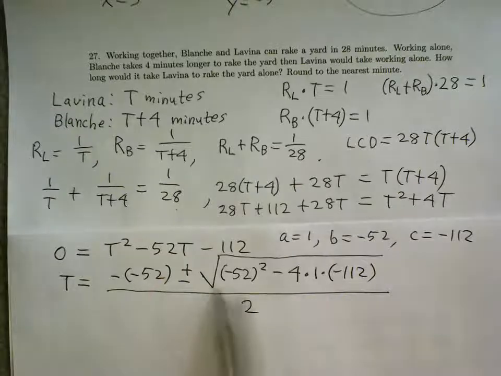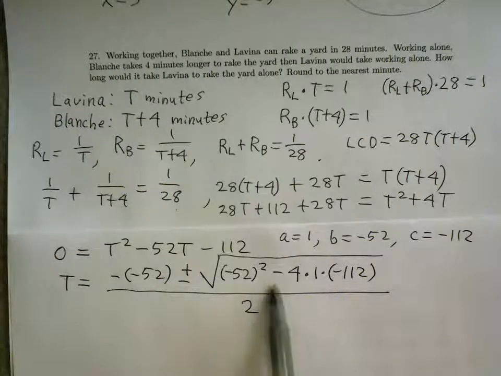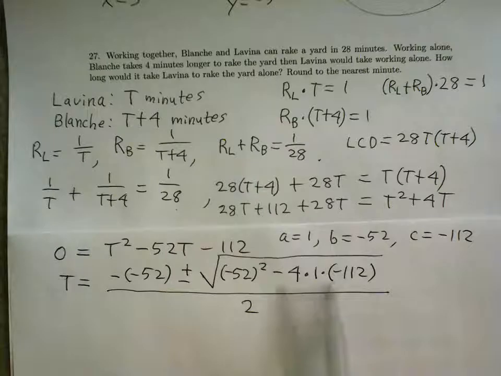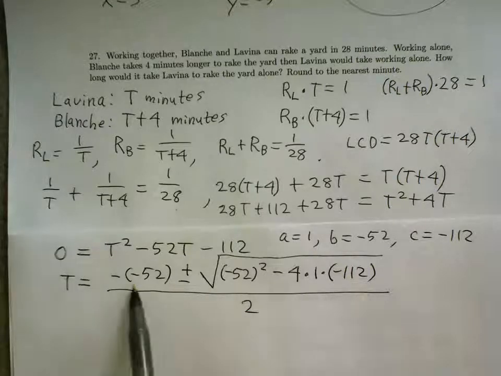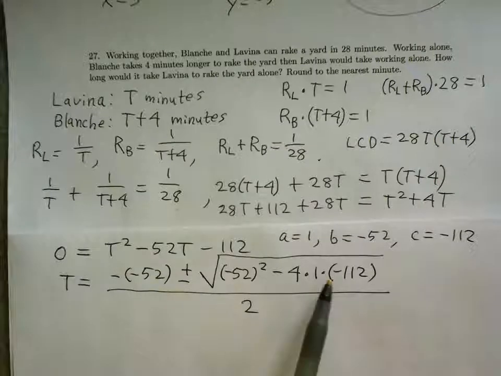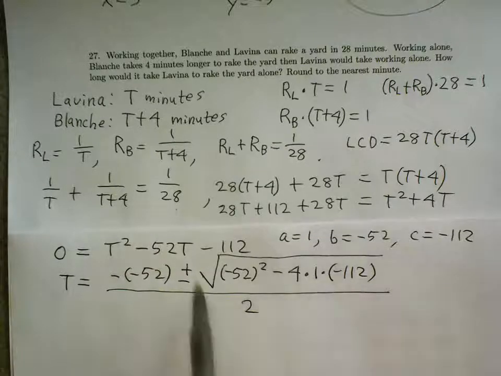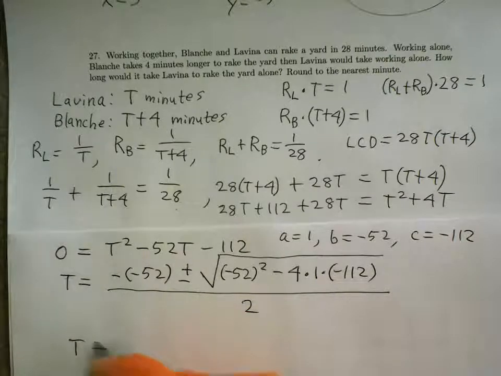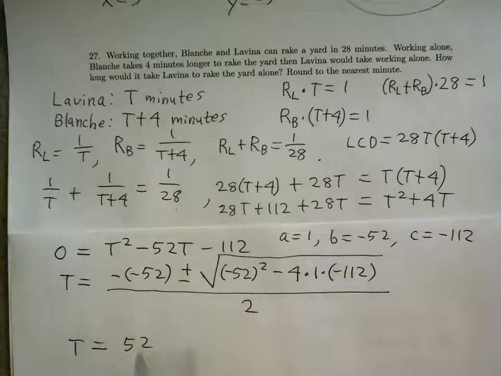So notice that since inside the square root we're subtracting a negative, that's the same as adding a positive. The square root of this number is going to be bigger than 52. So the solution that we want is the one that we get by adding. So I'll just write t equals 52. The negative of negative 52 is 52. And then plus the square root of that number, all divided by 2.